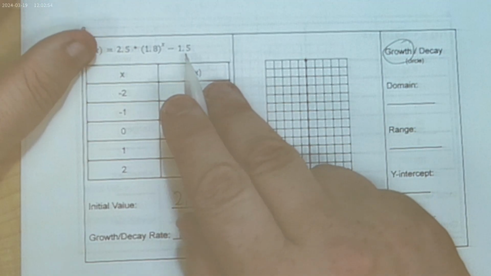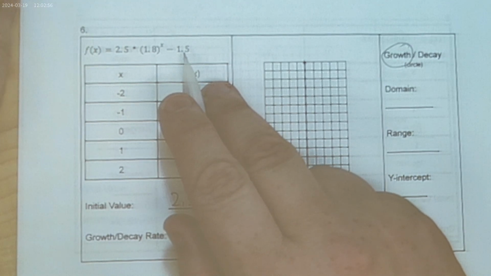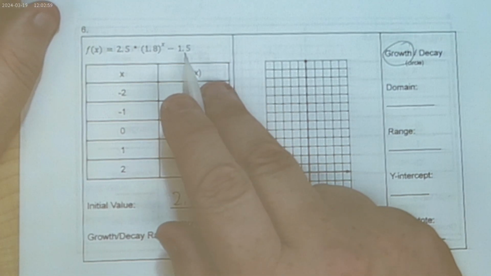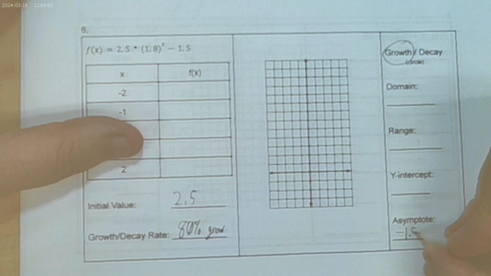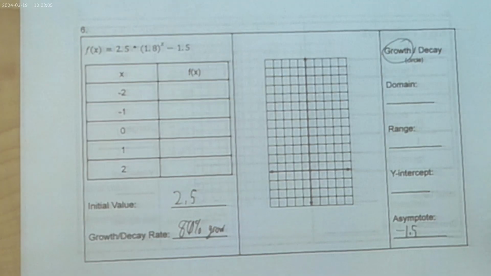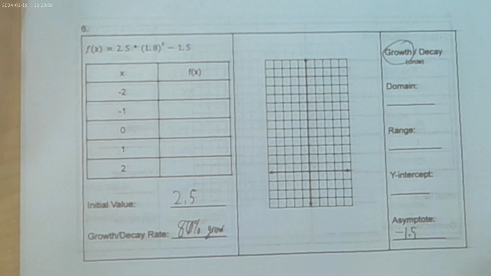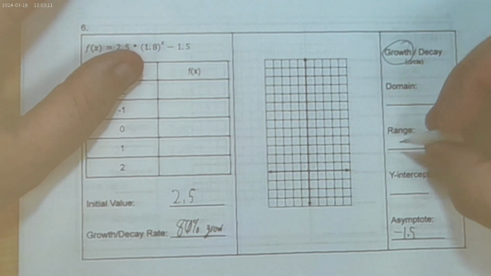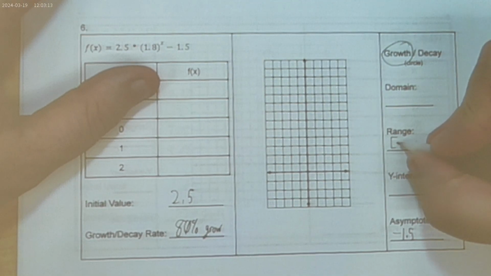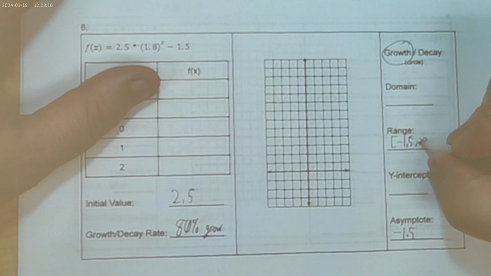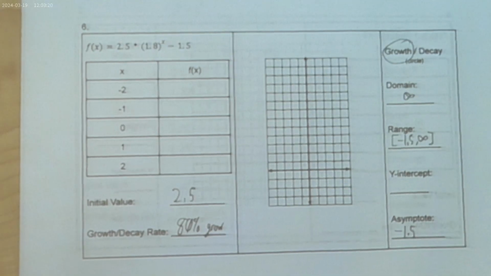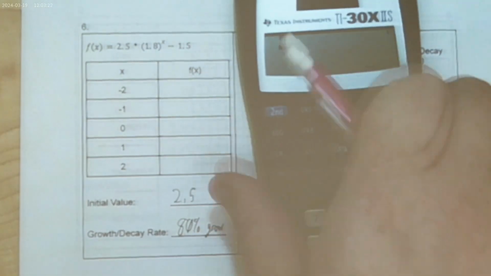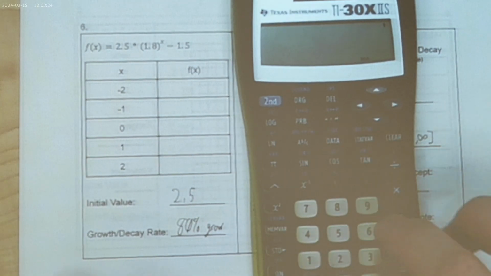I've got minus 1.5, so that's going to affect the y-intercept, but it's also going to affect the asymptote, because now the asymptote is going to be equal to negative 1.5. That's going to be the smallest possible value that it will ever try to get to, but it never will, which means that the range is going to be negative 1.5 to infinity, and the domain is again going to be all real numbers. So now that we have all that information, let's start evaluating our table.